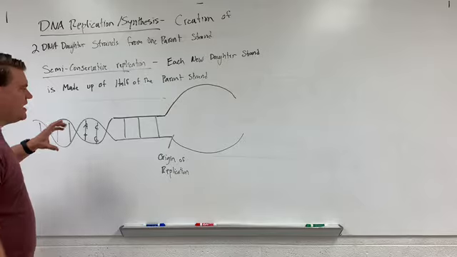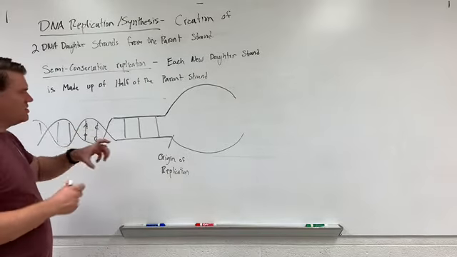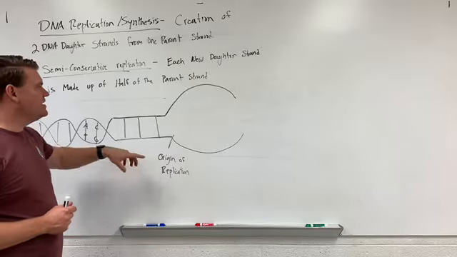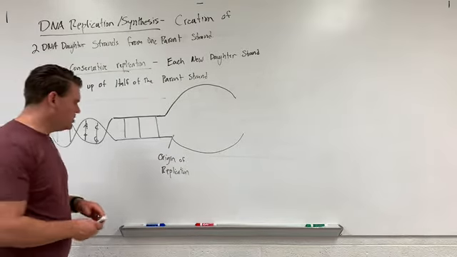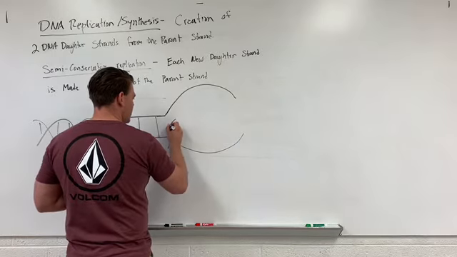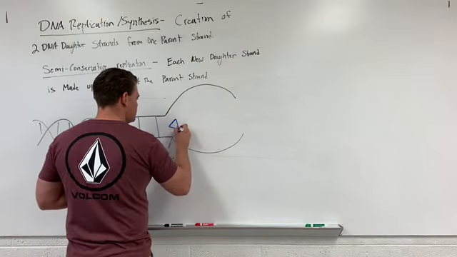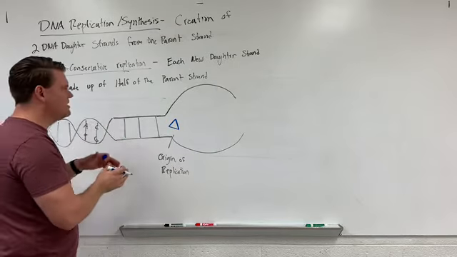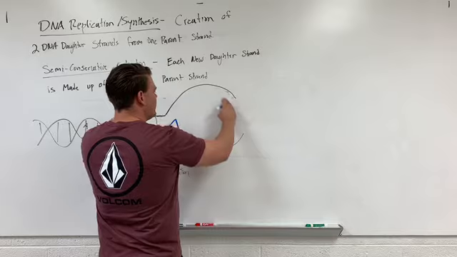So within our DNA, there are specific codes that represent our origin of replication. And what that does is that allows a machine to come in here and start to split our hydrogen bonds holding our base pairs together to create kind of this bubble.